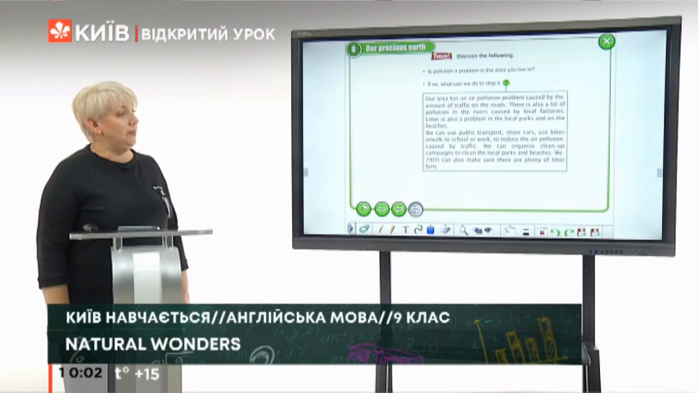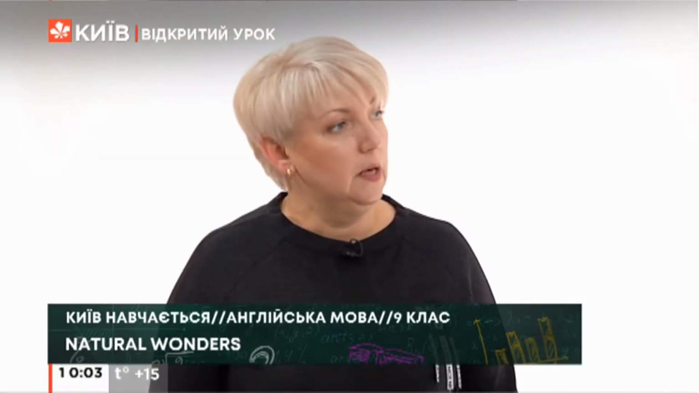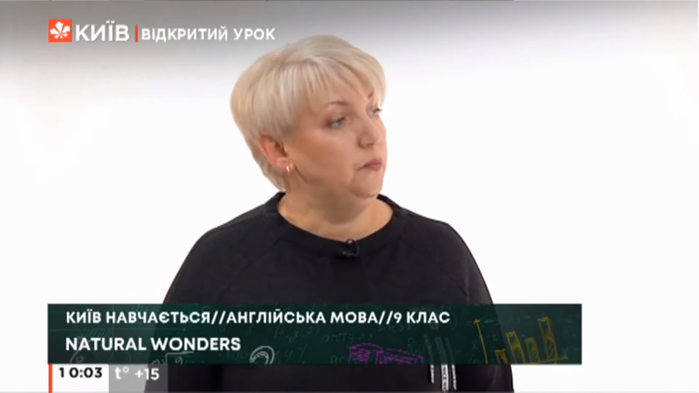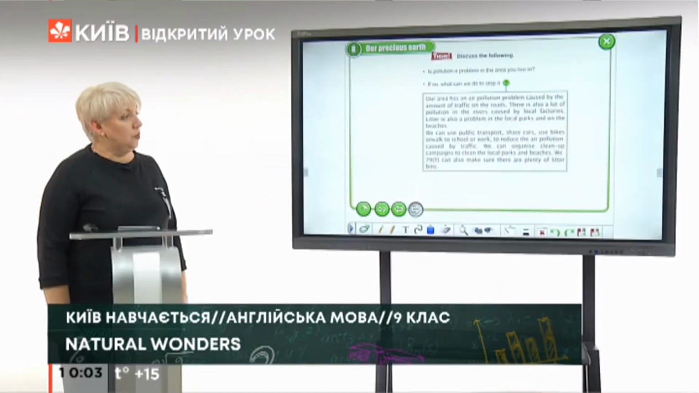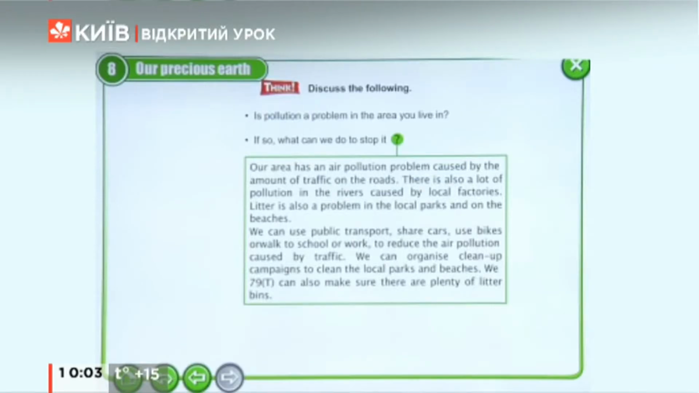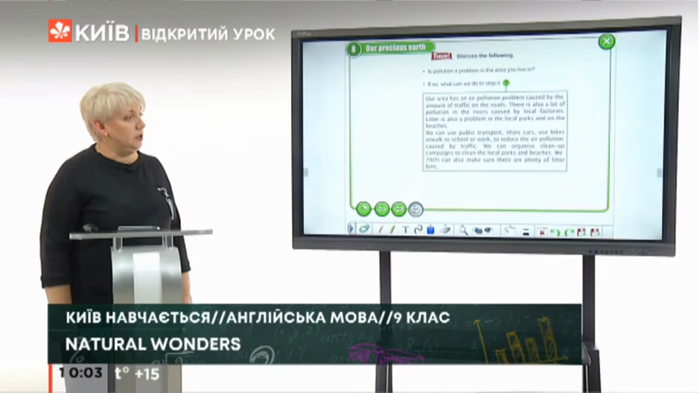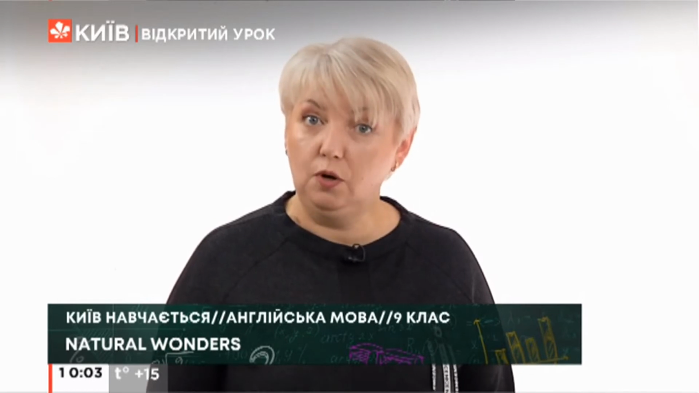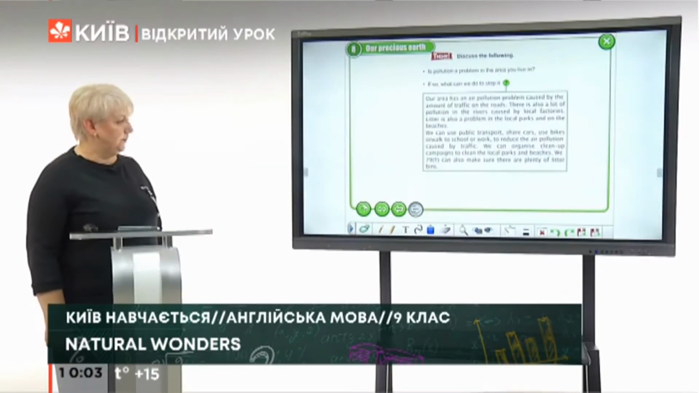We can use public transport more, share cars, use bikes or walk to school or work to reduce the air pollution caused by traffic. We can organize clean-up campaigns to clean the local parks and beaches. We can also make sure there are plenty of litter bins in our city. So I'm waiting for your choices.